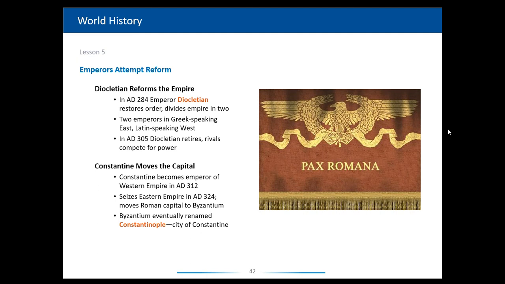In AD 305, Diocletian retires and the rivals compete for power. Constantine moves the capital and he becomes the emperor of the Western Empire in AD 312. He seizes the Eastern Empire in AD 324, which is 12 years later, and moves Rome's capital to Byzantium. Byzantium eventually is renamed Constantinople, or the city of Constantine, and that is present day Istanbul, Turkey. Okay, so you start to see the climax of it.